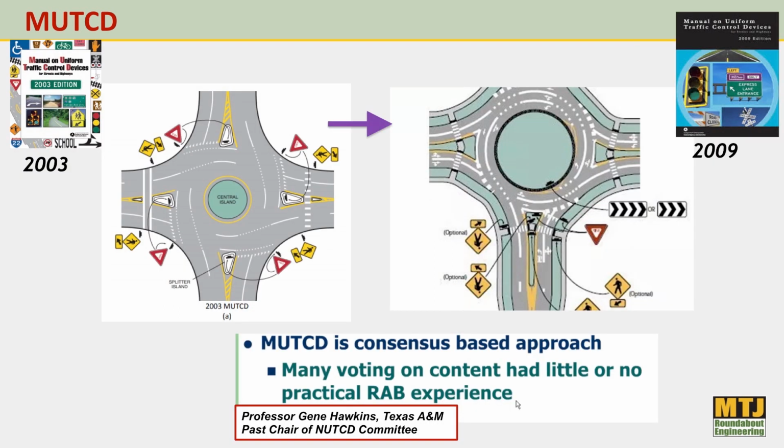So briefly first, the one before 03 was the 1998 MUTCD, went to 03, and then it took 7 years for the roundabout section in the 09 MUTCD to come out. Barry Crown, one of my design mentors, participated in that. They incorporated a lot of advice that he had given to that committee. But Gene Hawkins, who was the chair of that committee, in hindsight says it's a consensus-based approach, so they vote on certain things, and many had very little or no practical roundabout experience.